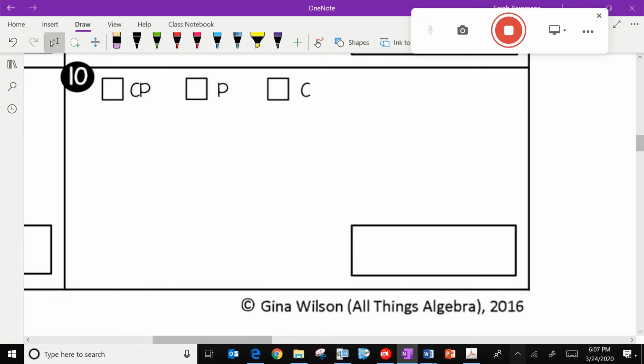Number 10, the Nebraska license plate has 6 characters. Each one is filled with a number or a letter. How many different license plates are possible? So for this one, I would do the counting principle, since we are using, let's see, 6 spaces to fill.